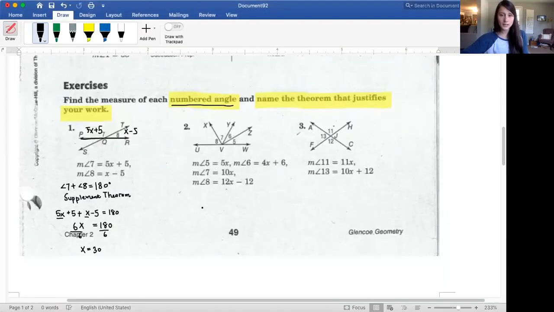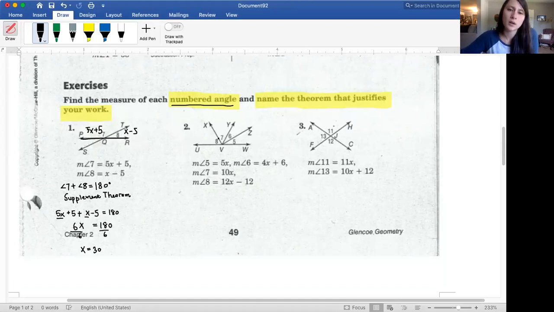Next problem. Problem number 2. So I'll take a look at it and then we'll switch to the whiteboard to work it out. Okay. So here it says angle 5 is 5x, angle 6 is 4x plus 6, angle 7 is 10x, and let's see, 12x minus 12 is angle 8.